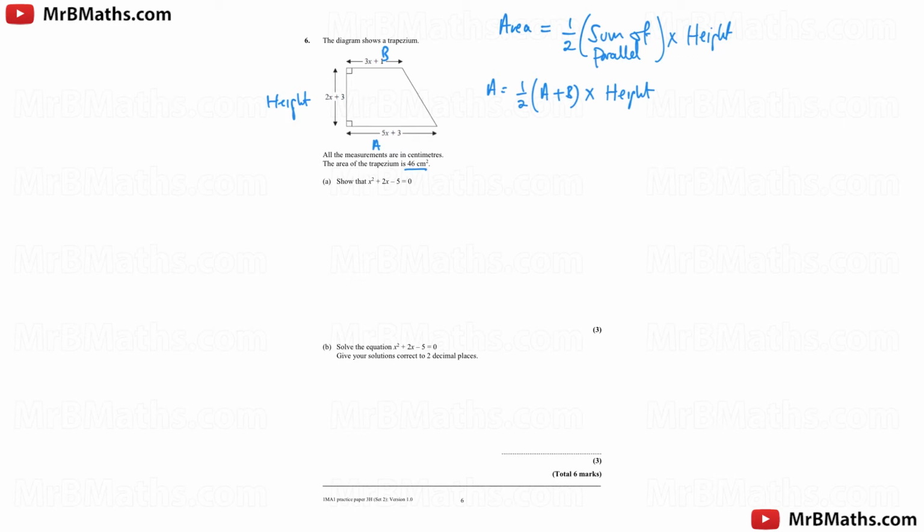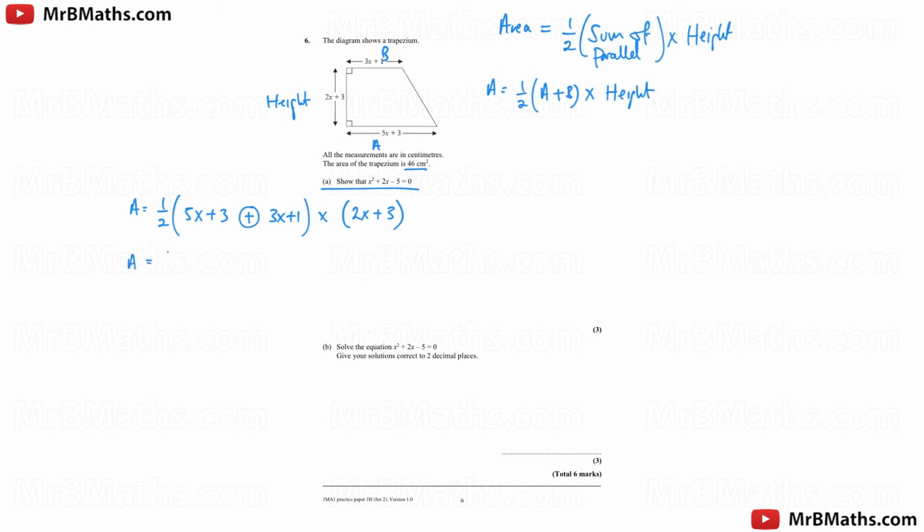So our first part is show that, so they're giving us the answer and we need to show that, so we need to conclude or finish with that. So if I start on the left hand side now, so I write A equals half, and I'll put in what A is, so that's 5x plus 3, sorry, not times, plus 3x plus 1 times the height between them, so that's 2x plus 3.